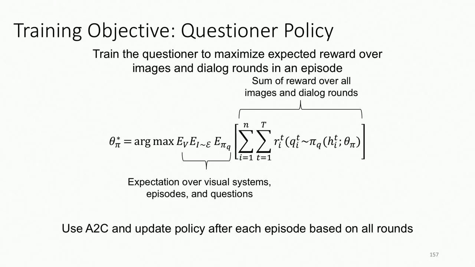We want to maximize the reward over many images and dialogue rounds, so that the agent can ask as few questions as possible to the Oracle to get as much information as possible about the image.